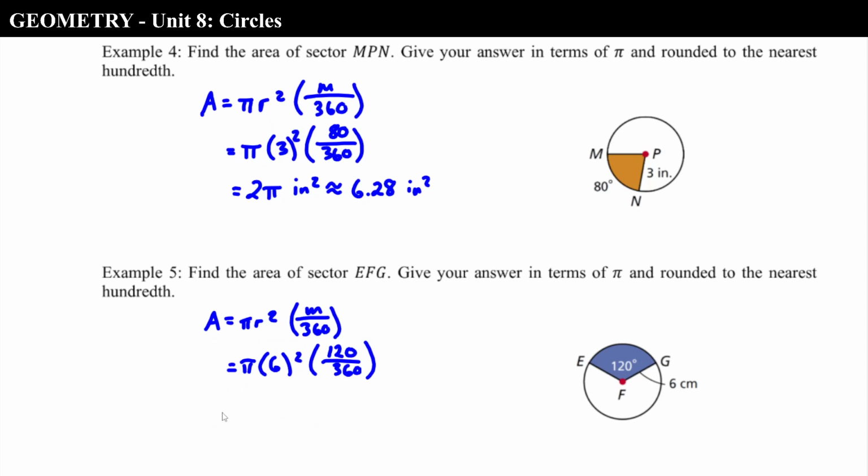So the area, when we do all the numbers, we get 12 pi centimeters squared, and that is going to be approximately, when you put it in your calculator, 37.70 centimeters squared.